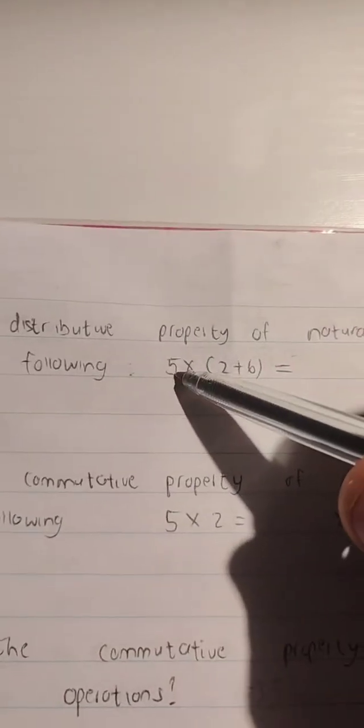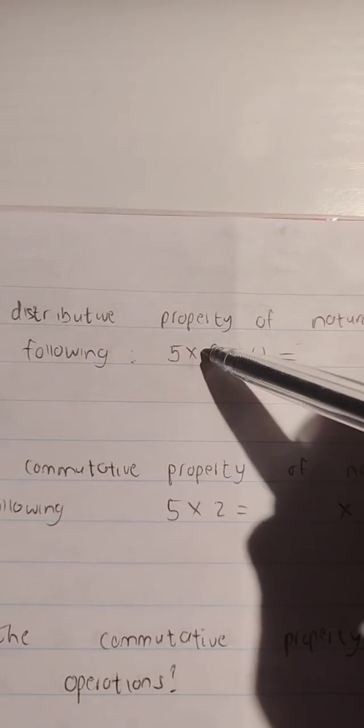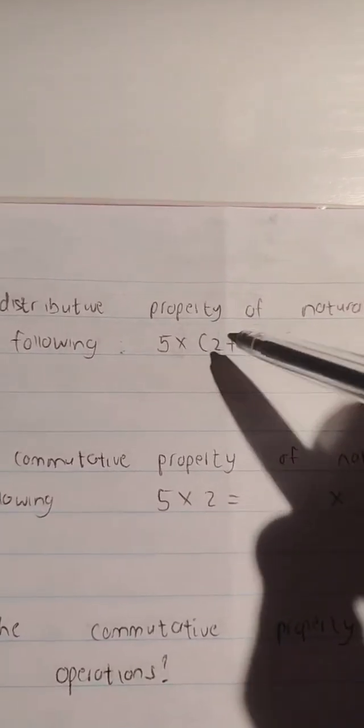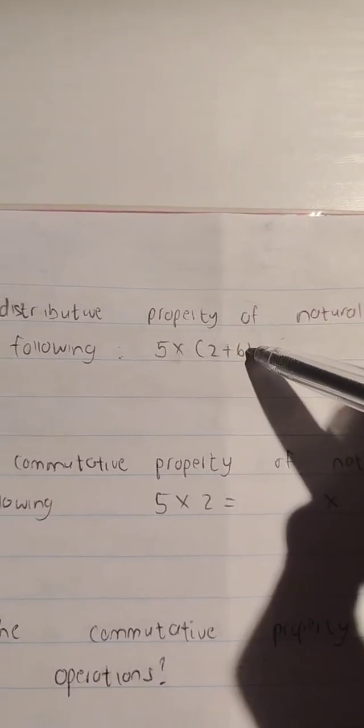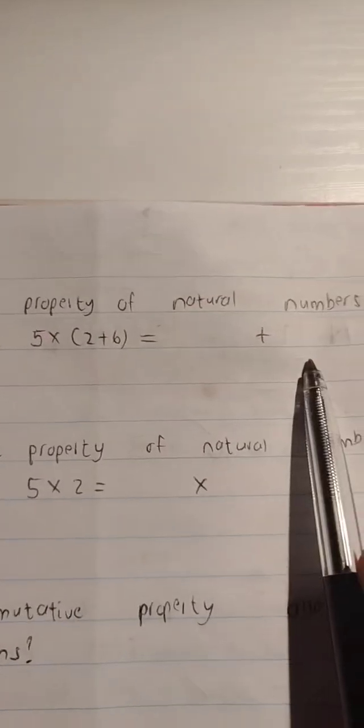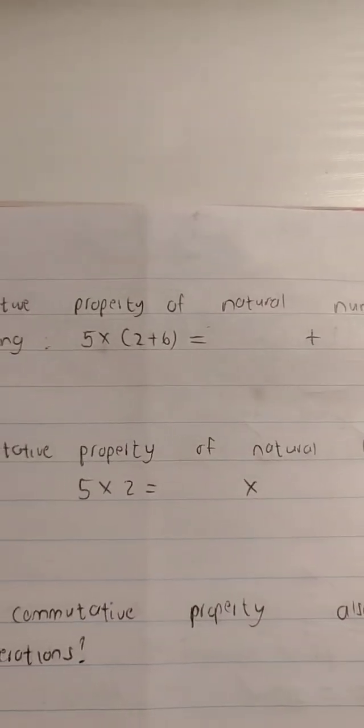So we have a 5. 5 is a natural number. We have multiplication. We have a bracket. We have 2 and we have plus 6. So they are saying let's complete this mathematical sentence. So this will be using the distributive law.